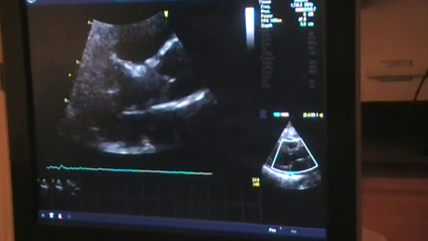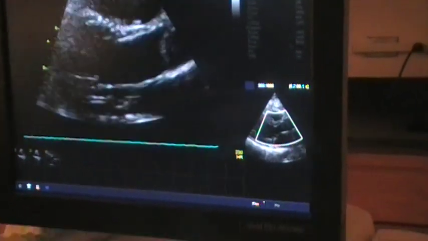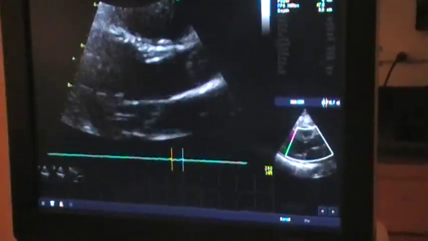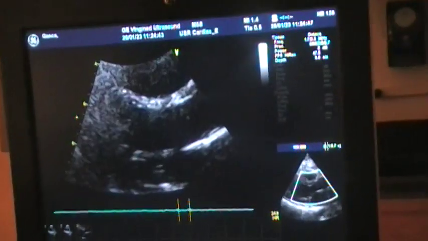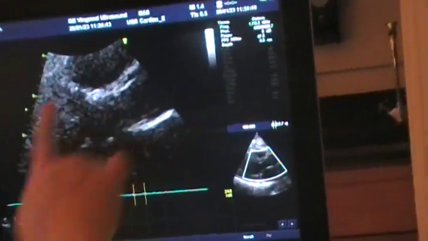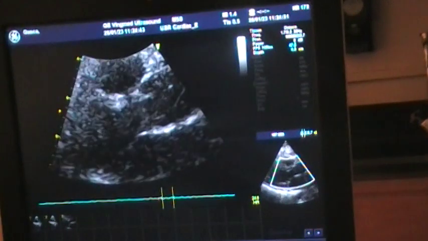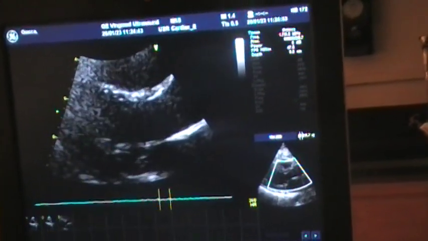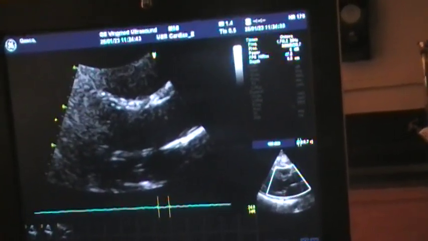And then I go ahead and get a good image of it, freeze on it, and you're going to send it back to where that valve's open. You can see the leaflets are open here and here. And that would be in systole. And you're going to measure your LVOT.